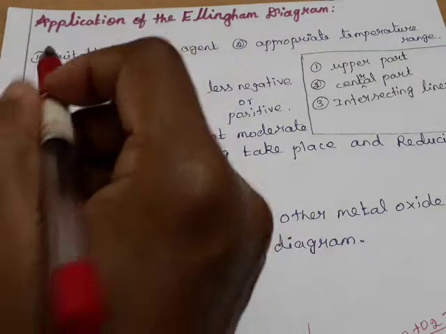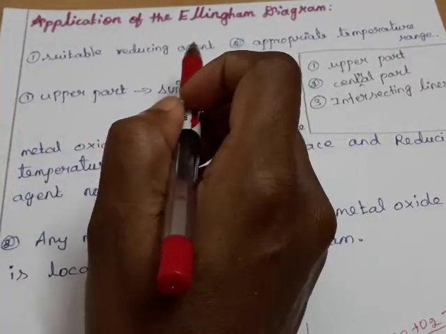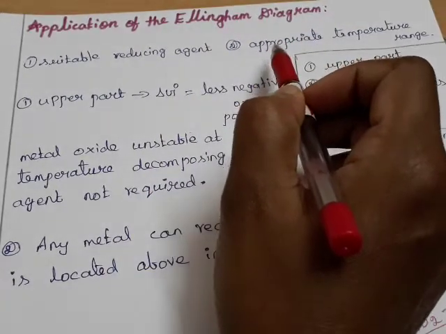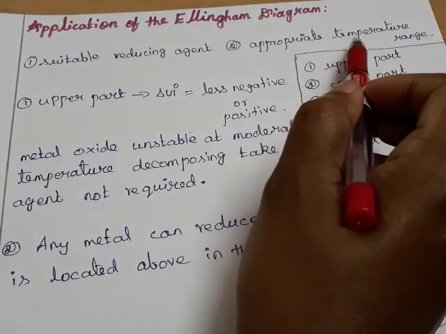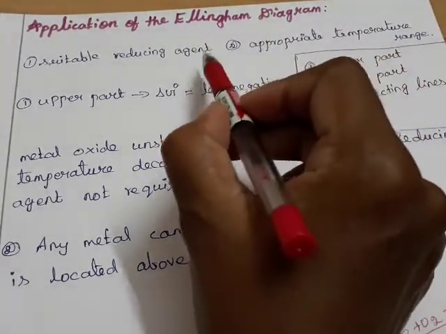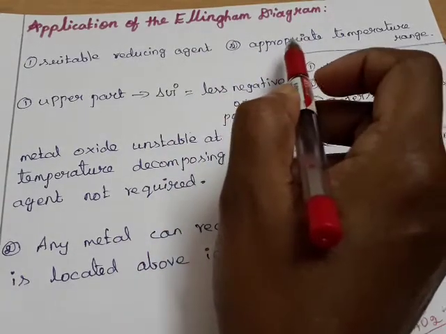In the Ellingham diagram, it helps us to select the suitable reducing agent. The next point is that it also helps us to determine the appropriate temperature range for the reduction process. These are the two important applications of the Ellingham diagram. Now, this is the Ellingham diagram.